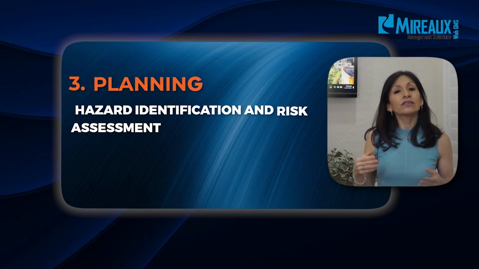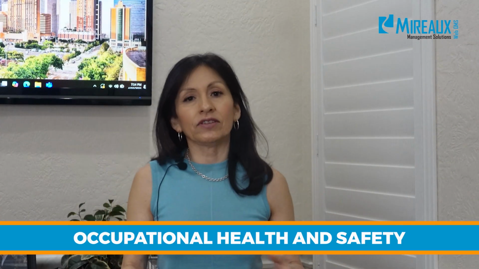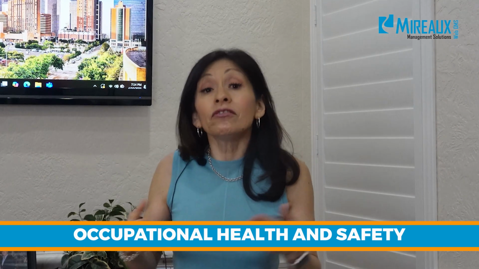Next, you have to plan the hazard identification and the risk assessment. This is the cornerstone of ISO 45001. You need to systematically identify hazards and assess the associated risks and opportunities, and determine also your legal and other requirements related to occupational health and safety. This planning phase will influence your objectives and how you will achieve them.